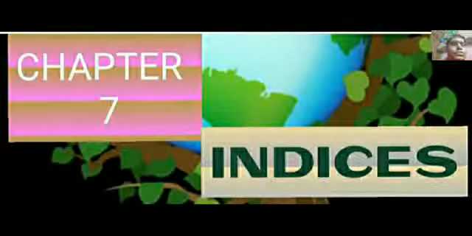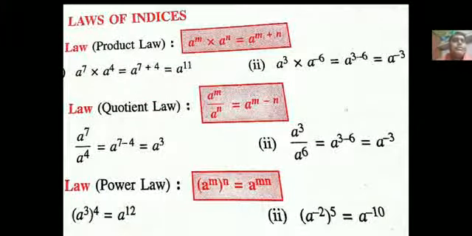The chapter we are going to do now is chapter 7, Indices, ICSE Mathematics class 9. First of all, the laws of indices. As you know, the product law: a to the power m into a to the power n is equal to a to the power m plus n. Example: a to the power 7 into a to the power 4 is equal to a to the power 7 plus 4, that is equal to a to the power 11. Similarly, another example: a to the power 3 into a to the power minus 6, you can find a to the power 3 minus 6, so this is equal to a to the power minus 3.